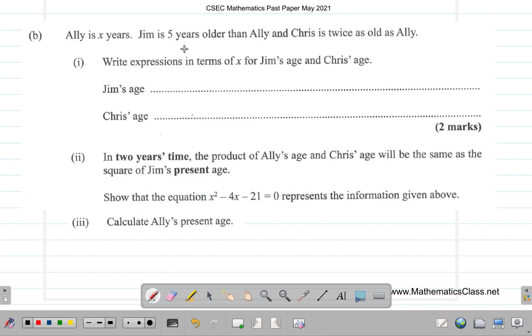Jim's age. They say Jim is 5 years older than Ali. Make sure you understand this thing, you know. They say Ali is x. They don't really give Ali's age, but they say x. Suppose Ali is, let me pick, 6 years old. Jim is 5 years older. Jim is how much? You tell me. Almost 11, 6 plus 5.